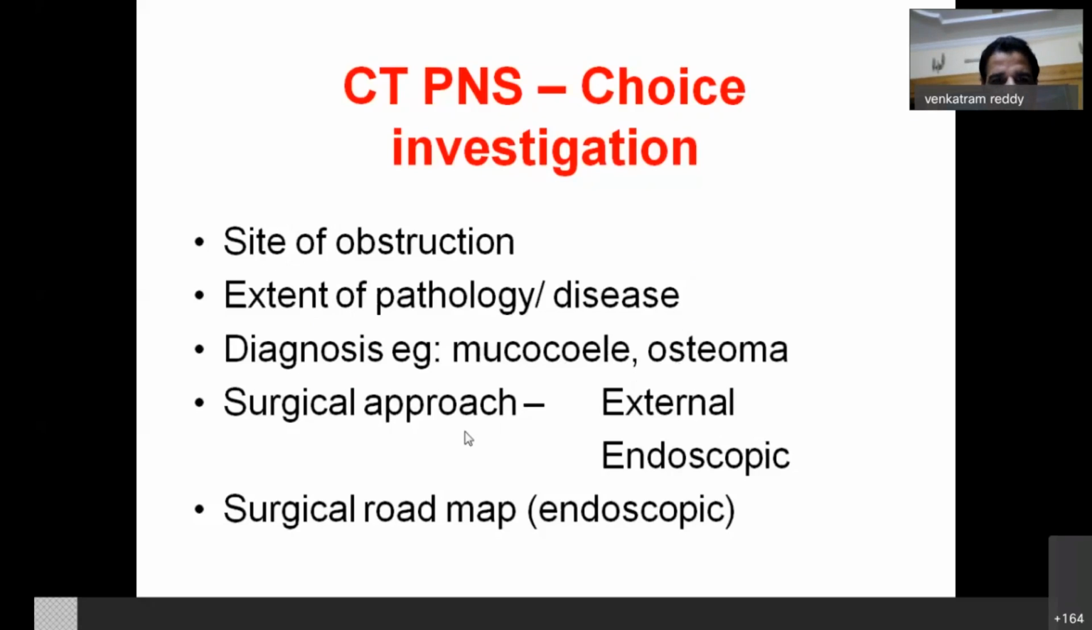Then the CT scan will guide the surgical approach: whether I can go only endoscopically and achieve whatever plan I had in my mind, or whether I should go externally. So it determines whether you can go endoscopically or by an external approach, depending upon your expertise. Overall, it gives a roadmap for the approach to the disease, whether it's inflammatory disease or a tumor.